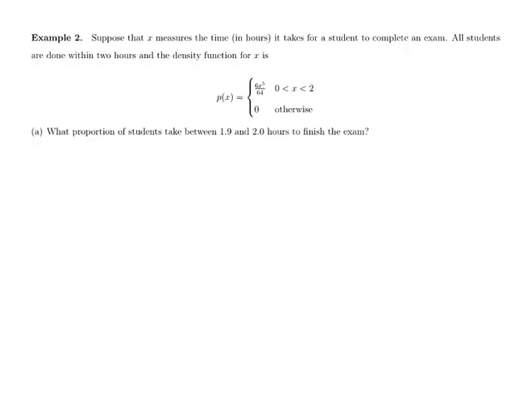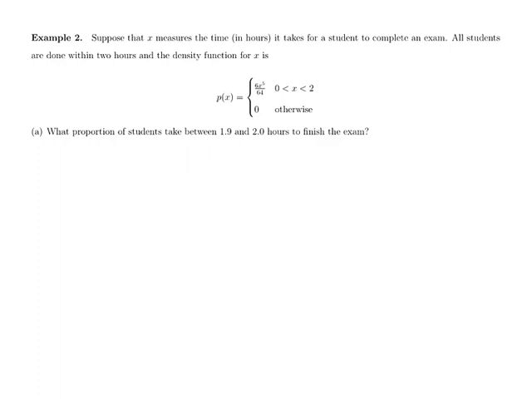Here we'll have an actual application. We're going to look at X, which is going to measure the time in hours that a student has to take to complete an exam. All students are done within 2 hours, so there's a max time students are done, and that's going to give us the density function for X, which is little p of X is 6x to the 5th over 64 when X is in between 0 and 2, and 0 otherwise. Again, you can't take less than 0 hours to complete the exam. We're saying that you can't take more than 2 hours to complete the exam.